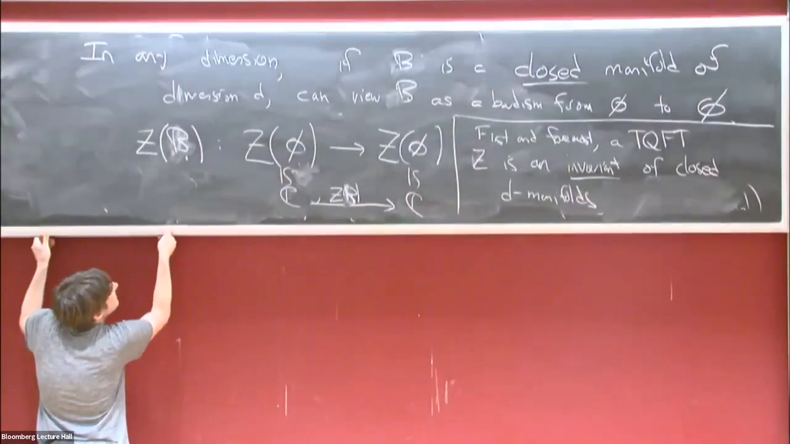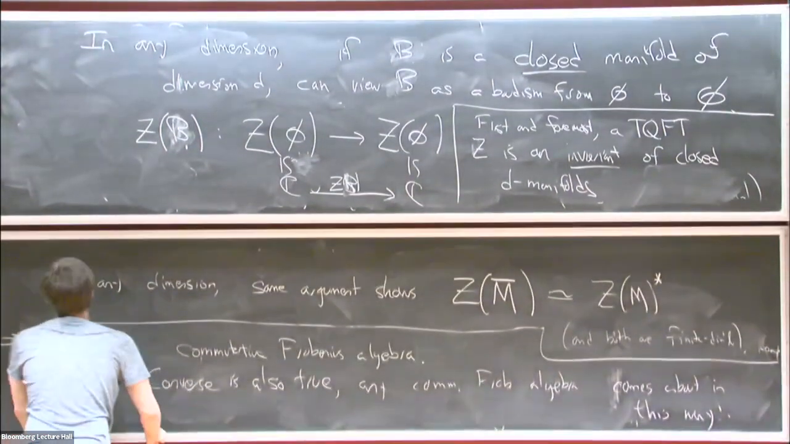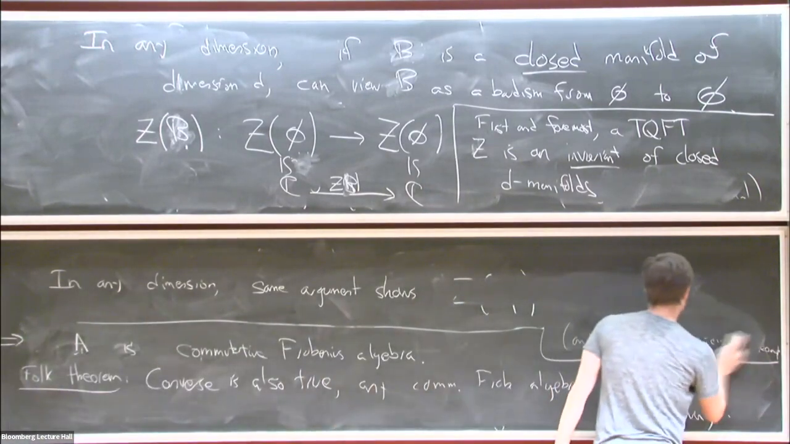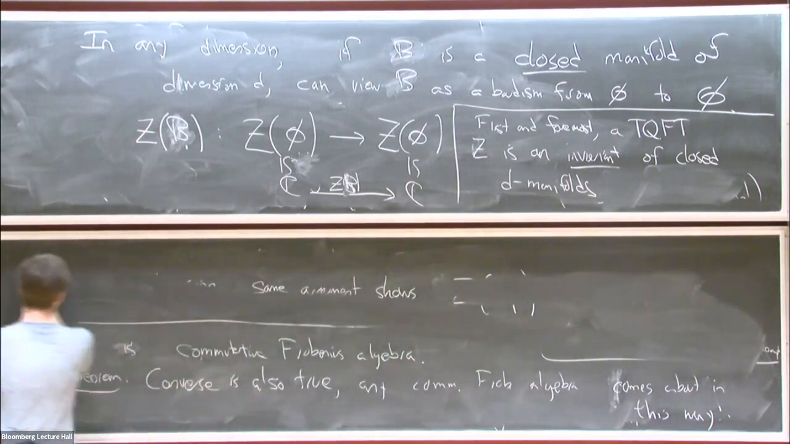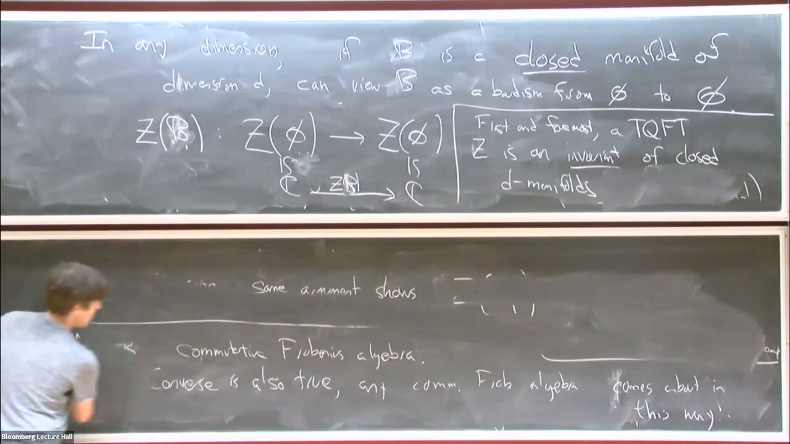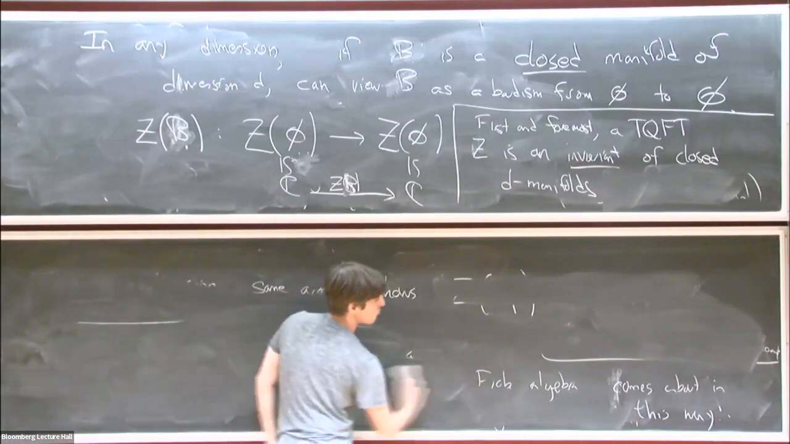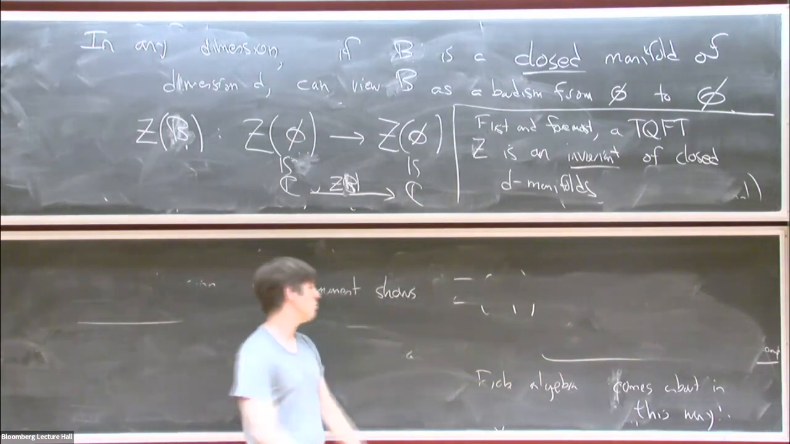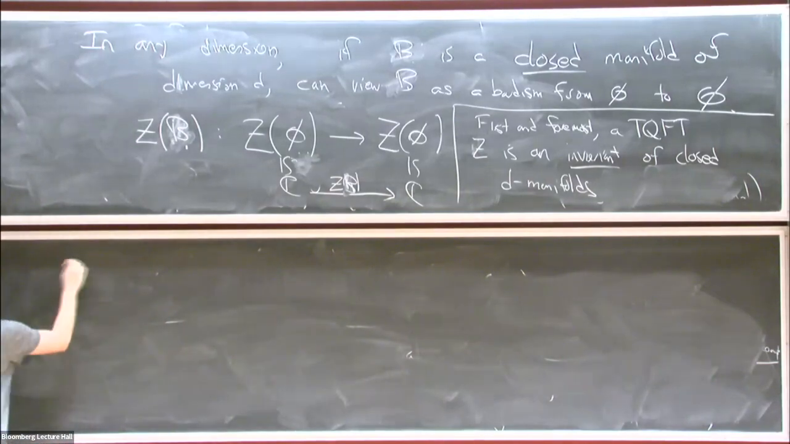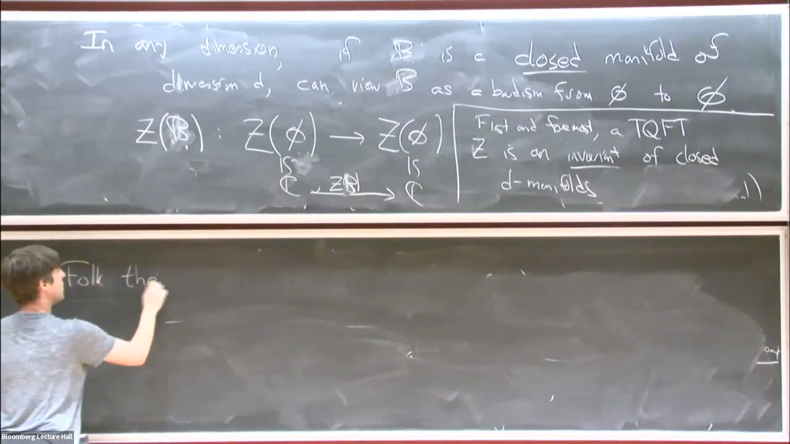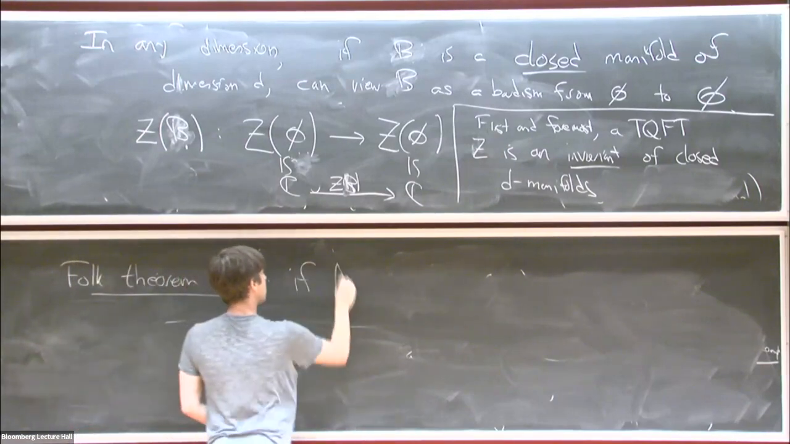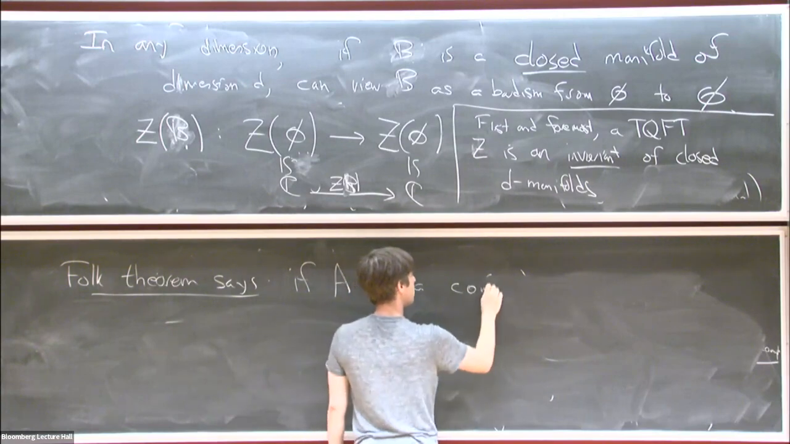Same story. So if you believe this folk theorem here, it's telling you that in particular, if you have a commutative Frobenius algebra, then you can extract from it an invariant of closed two-manifolds. The folk theorem says A is a commutative Frobenius algebra.